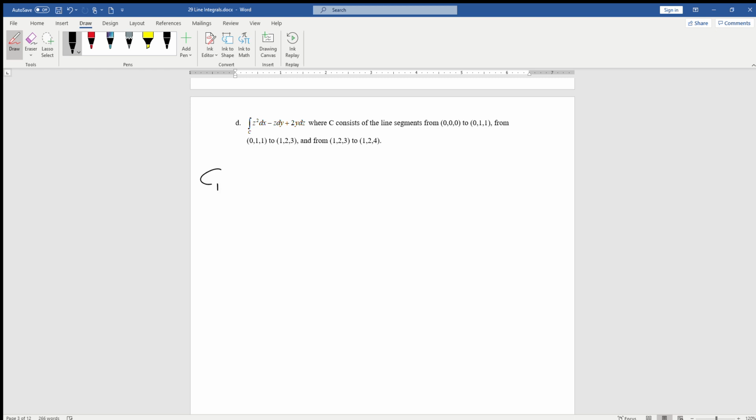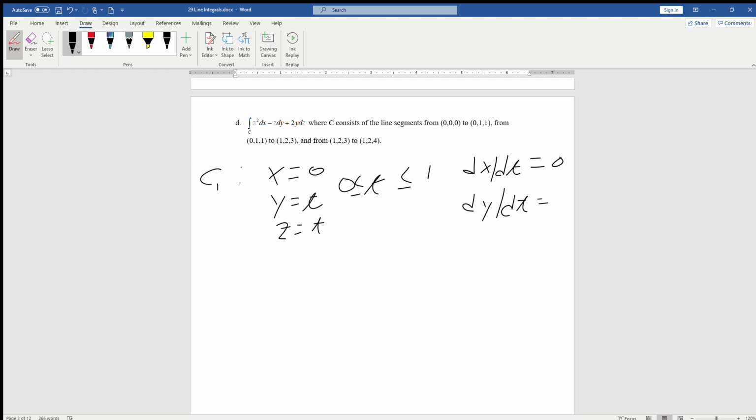So path C1, we could parameterize that. Now clearly, x is equal to 0, because we notice that we go from (0, 0, 0) to (0, 1, 1). We could say that y is going to be equal to t, because it goes from 0 to 1, and that z is going to be equal to t. And again, t is going to range from 0 to 1. Each of the derivatives: dx/dt is 0, dy/dt is 1, dz/dt is also equal to 1.